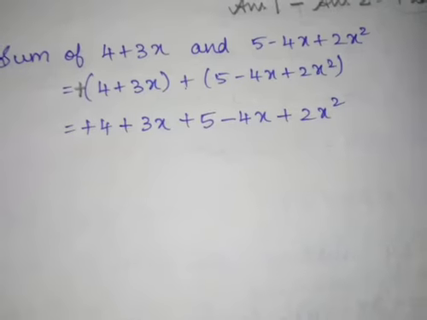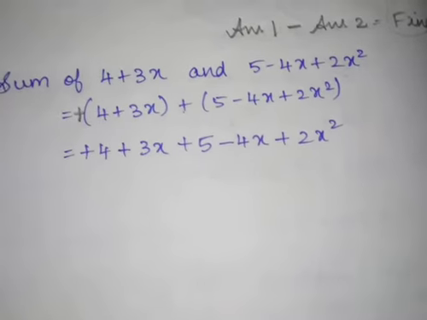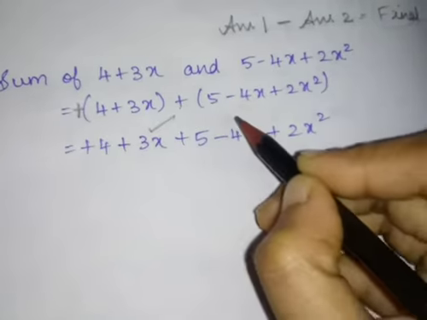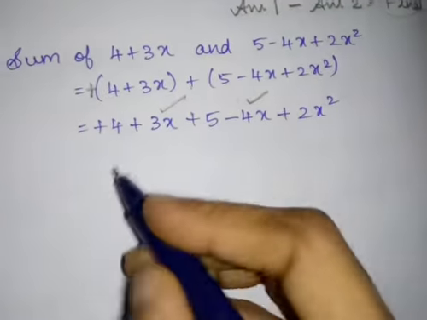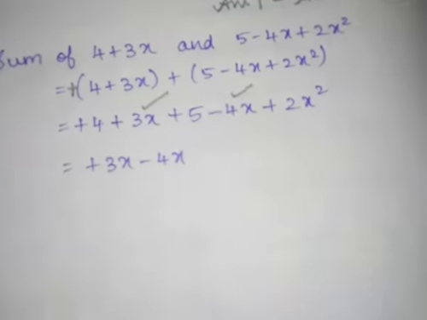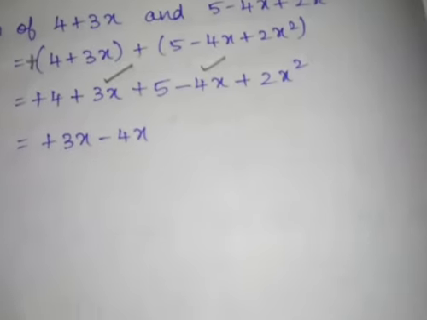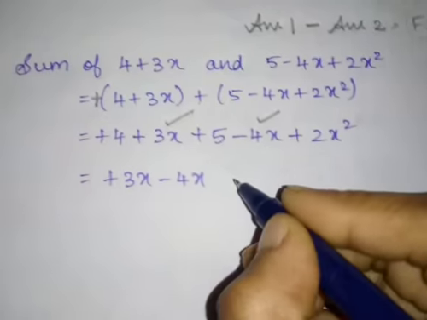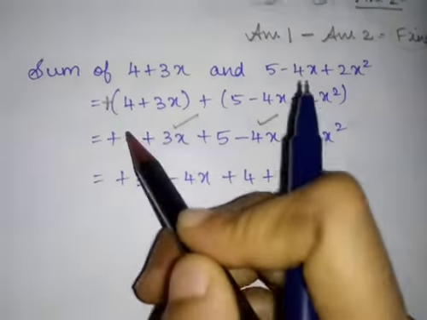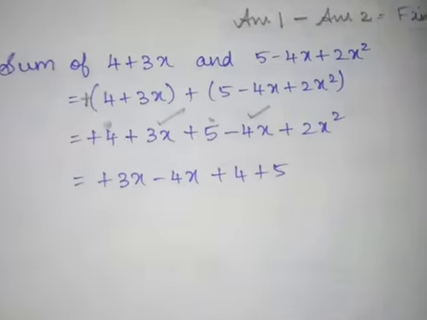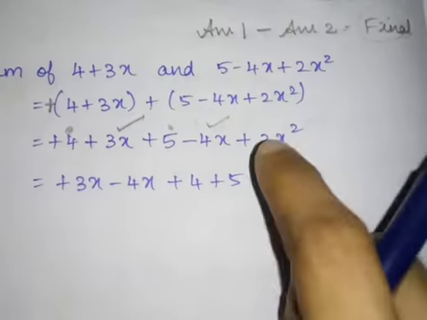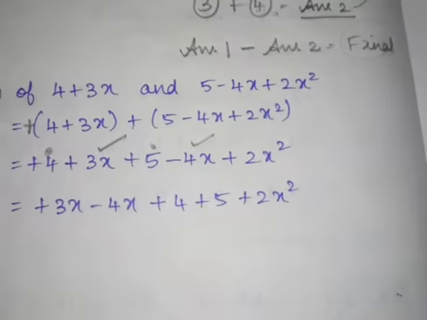Okay, now what we have to do? We should combine the like terms. So this plus 3x and minus 4x are like terms, so I wrote plus 3x minus 4x together. Next, constants I am writing together, plus 4 plus 5. Listen, these constants plus 4 and plus 5 are constants, so I am writing together. Then plus 2x square is a single term, so I wrote it as a single term.